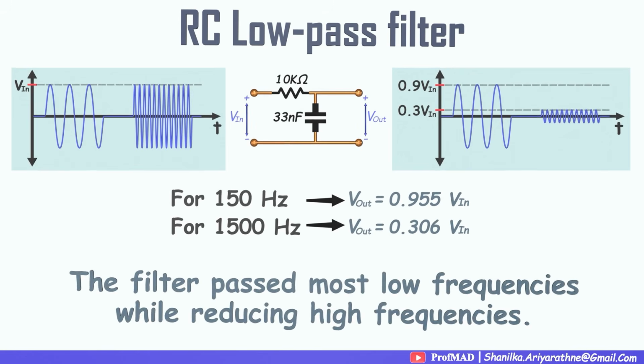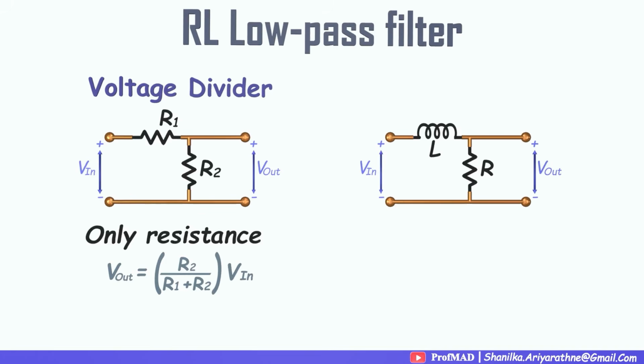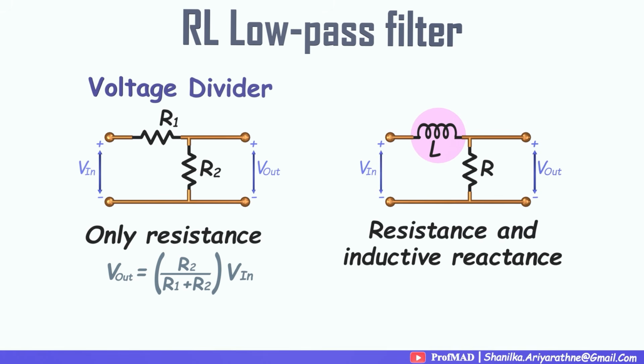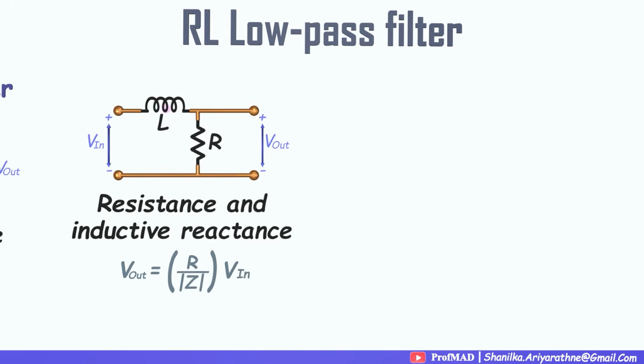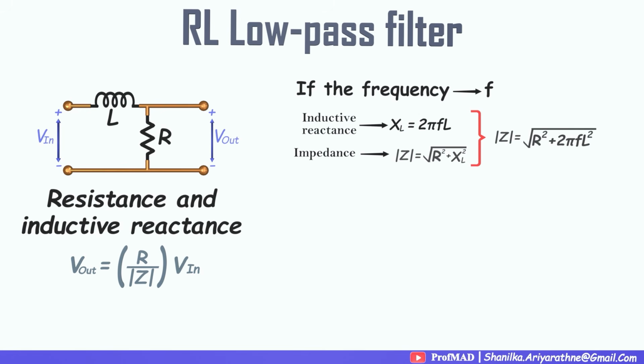We can build a low-pass filter using an inductor as well. In an RL low-pass filter, the inductor replaces one of the resistors in the voltage divider circuit. So this circuit now contains both resistance and inductive reactance. The output is taken across the resistor, so we calculate it using the resistor's resistance and the total impedance of the circuit. We discussed how to calculate inductive reactance and impedance in our earlier video, so if anything feels unclear, you can watch the video linked in the description.